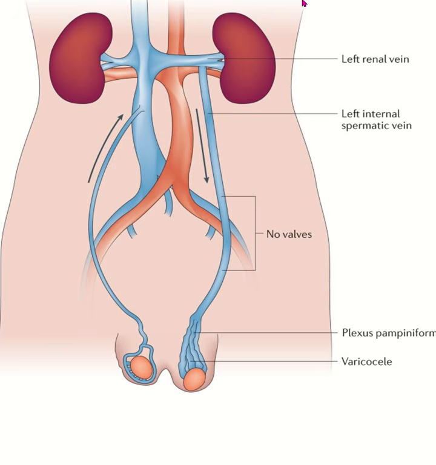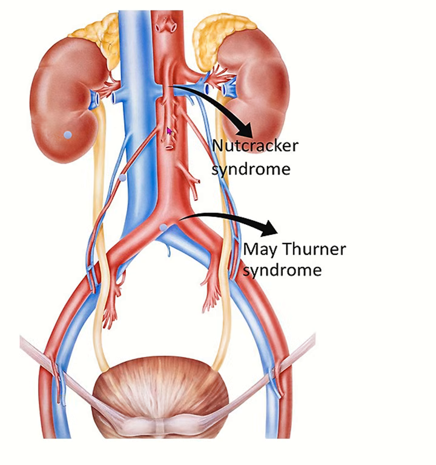On the left side, you see, the left testicular vein opens into the left renal vein at a right angle, causing more resistance to the blood flow. The left renal vein is sometimes squeezed between the superior mesenteric artery and the aorta. So pressure within the left renal vein is increased, which hampers the venous drainage of the left testis. This is also known as the Nutcracker syndrome.